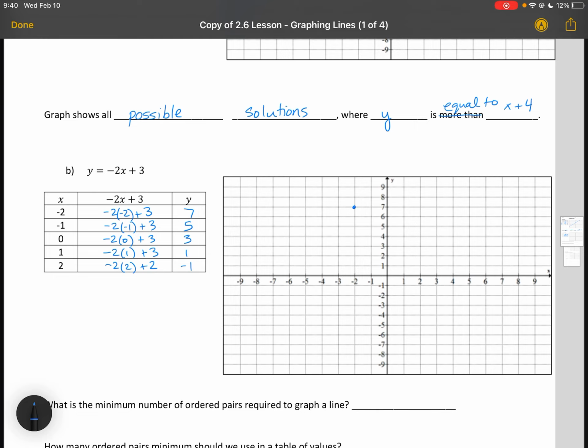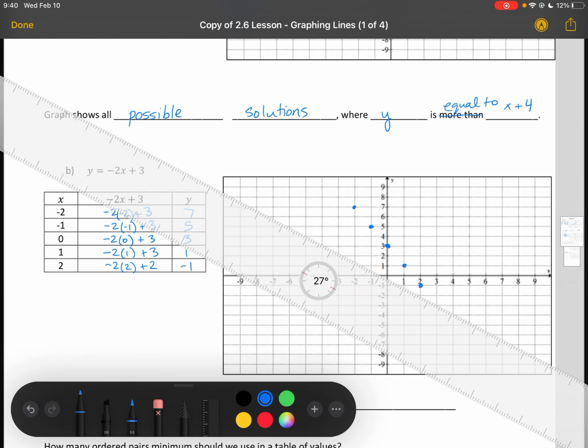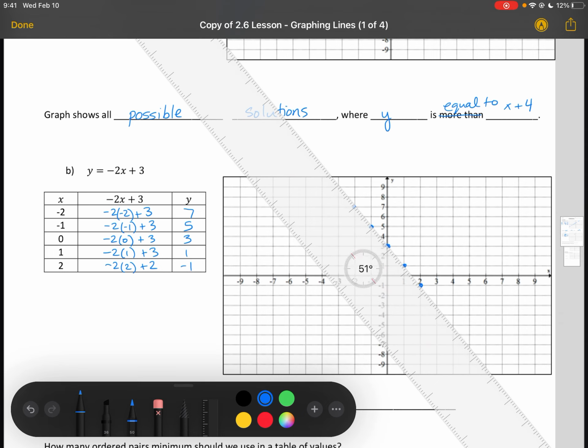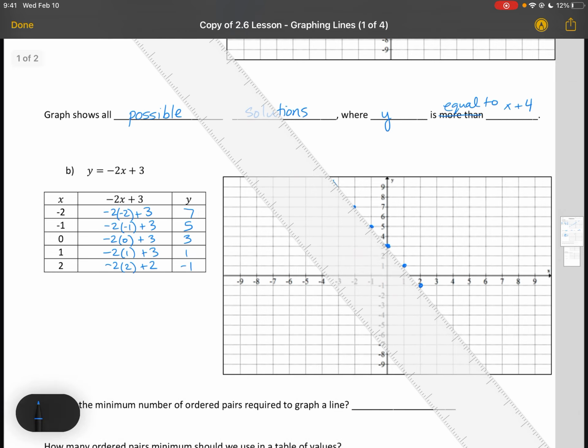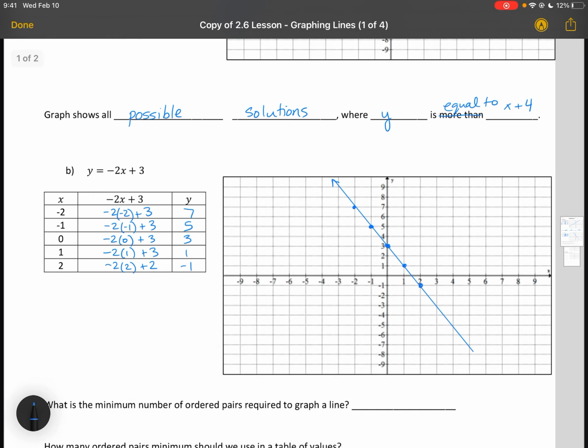Minus 2 and 7, minus 1 and 5, 0 and 3, 1 and 1, 2 and minus 1. So I can see that my line is falling to the right. So I'm going to use my ruler here and get it to go through those points. Again, I'm going to extend my line all the way across the graph. And then I'm going to add arrows on the end to show that it continues.